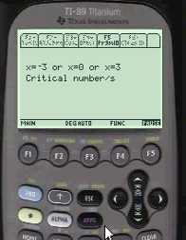Another thing that bugs me is that they call these critical points. These are not critical points. These are critical numbers on the x-axis, -3, 0, and +3. Okay? They are not critical points. There's a difference.